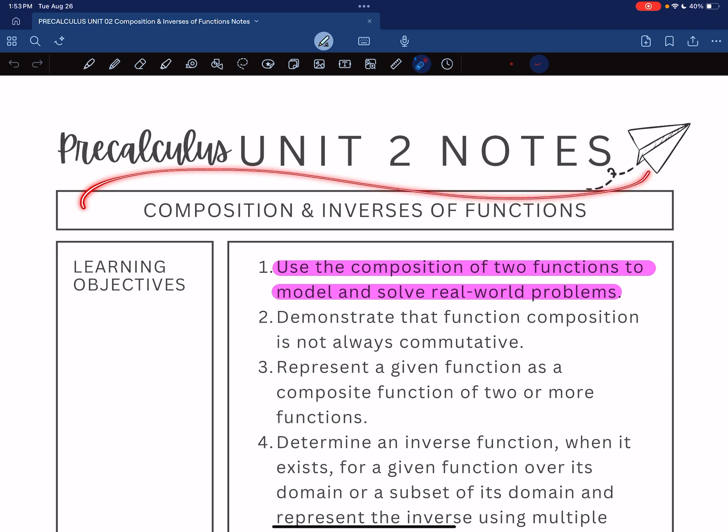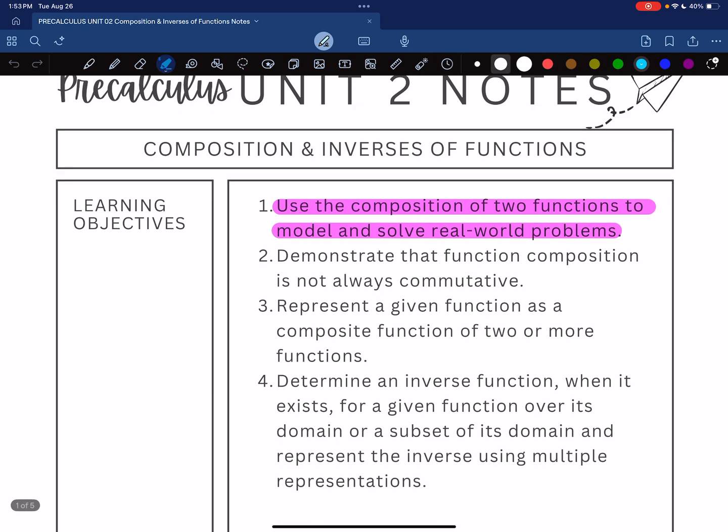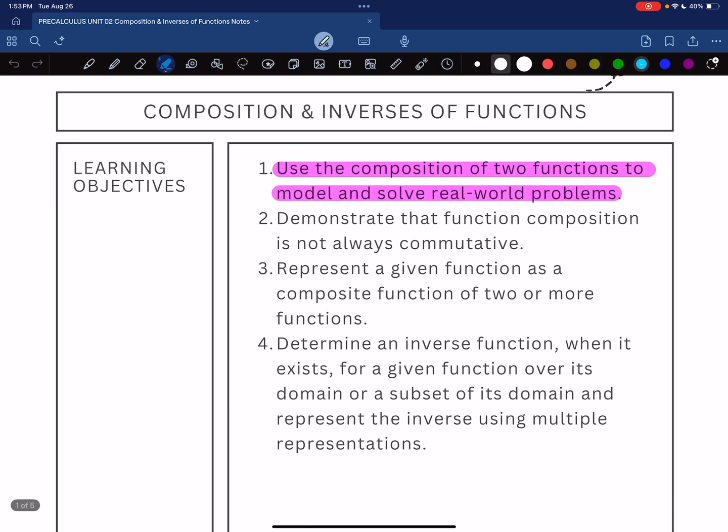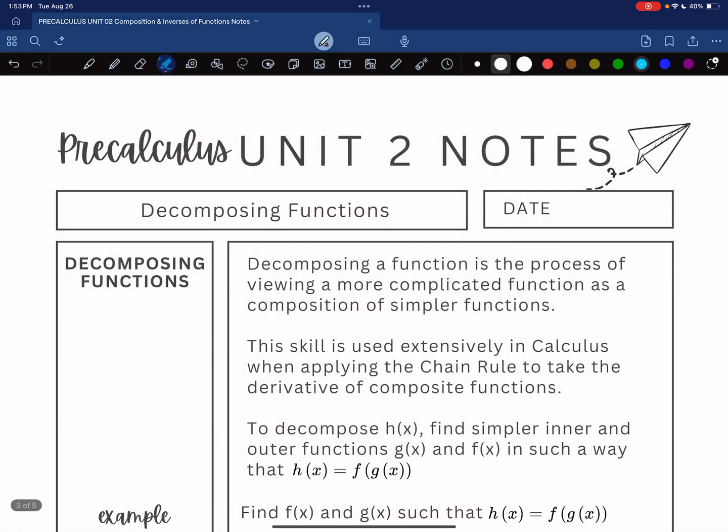We are in our Pre-Cal Unit 2, focusing on composition and inverses of functions. And in this video, we are going to have the objective of representing a given function as a composite function of two or more functions. So let's go ahead and turn to our notes on decomposing functions.